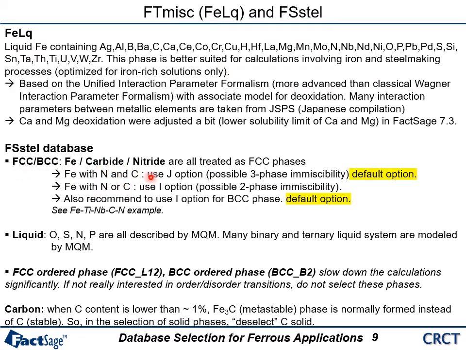Also inside the FSstel database, we have all kinds of solid phases, FCC, BCC, and all kinds of carbides, nitrides, and so on. So we can do a lot of solid state phase diagram calculations or phase transformation calculations as well. And especially these days, we know that some new alloys have been developed with high aluminum containing steel and also containing order-disorder transition combinations. All of this is well described inside the FSstel database.